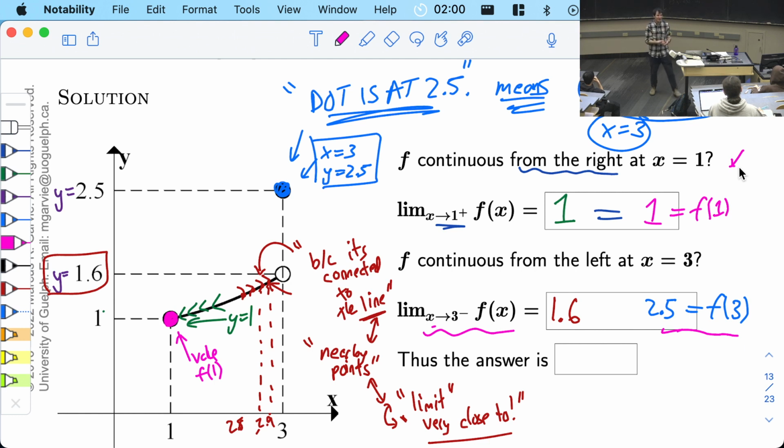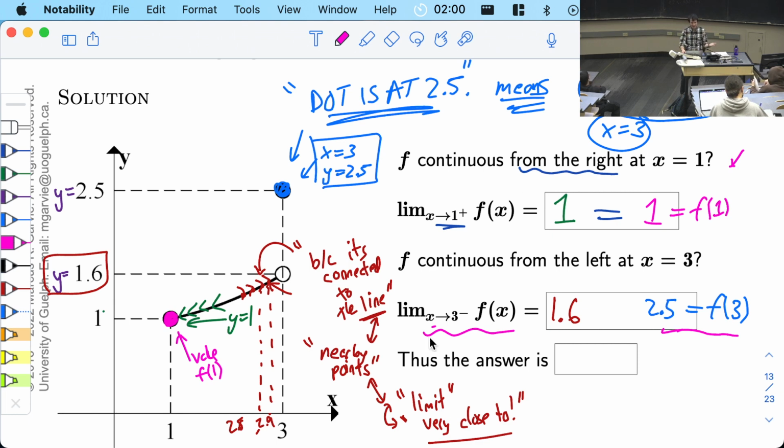Okay, so hopefully this helps you understand. We've done a few examples like this already. There are some extra ones posted. There's a bajillion YouTube videos out there with these limits from the left and the right. It's a core concept for what we're doing with limits, so I hope you will understand it before you go to the midterm. Okay, so the limit is 1.6. The value of the function is 2.5.